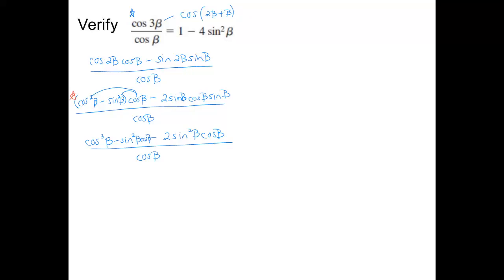And now that I take a look, this is working out the same as the problem that we did for the warm-up yesterday because we use the same strategy. We just have that cosine beta in the denominator. So we will have cosine cubed of beta minus 3 sine squared of beta cosine of beta.